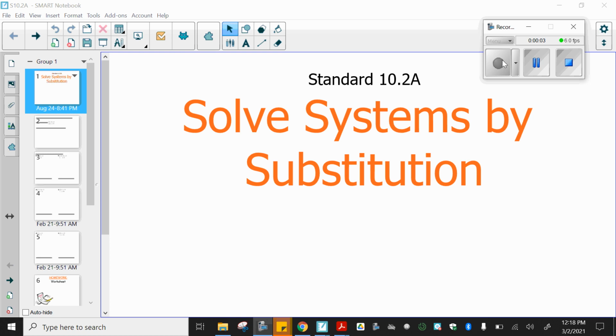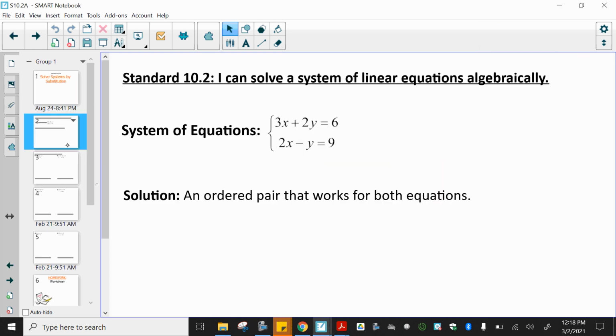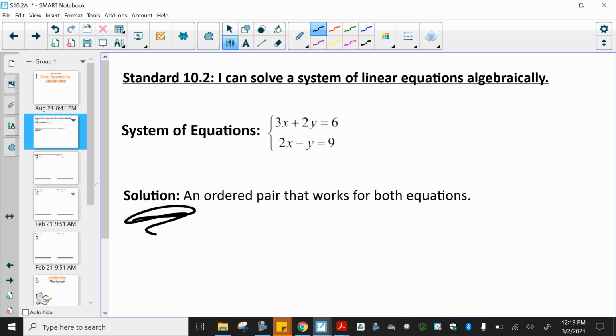Standard 10.2A, solving systems by substitution. Here, standard 10.2, I can solve a system of linear equations algebraically. So here's your system of equations again. This looks familiar, I hope. Remember, we're looking for a solution, an ordered pair that works for both equations. So we're going to find that by using algebra.